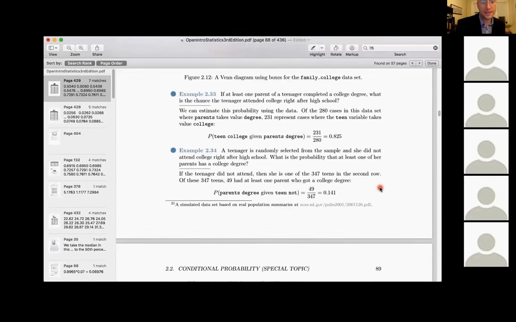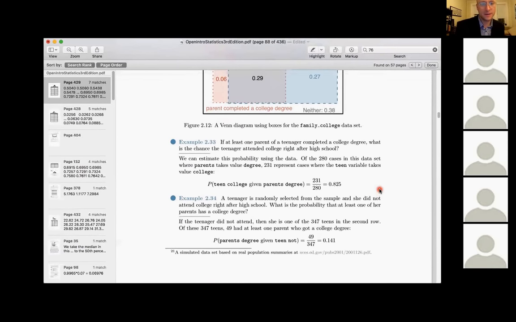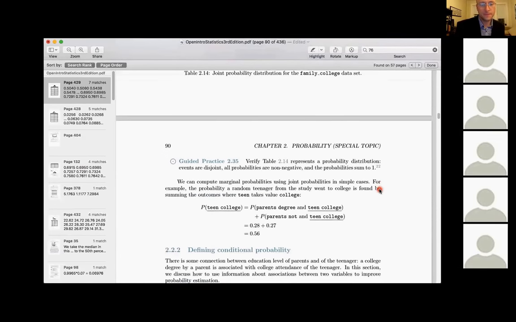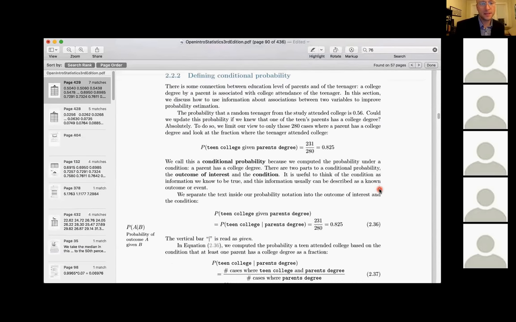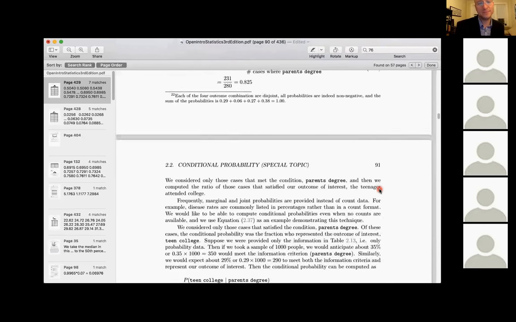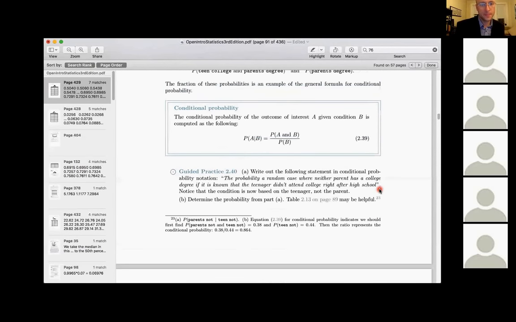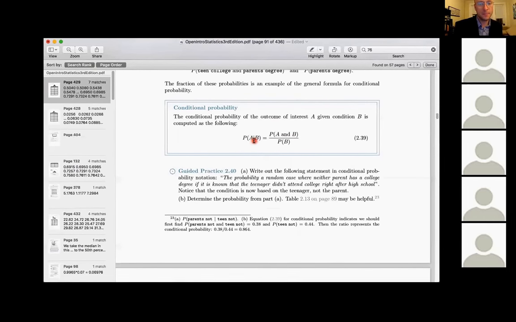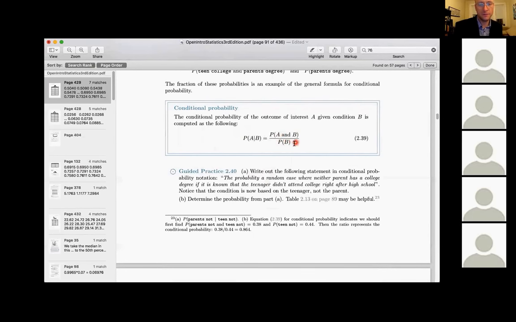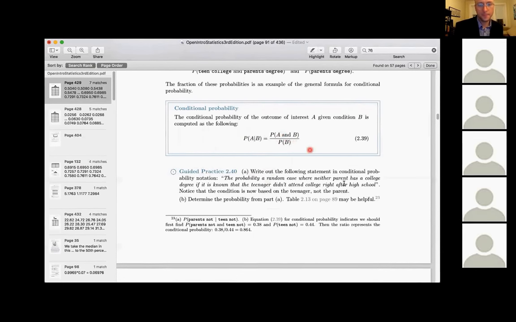So I'm going to take us to this idea of relative risk. Conditional probability is simply the probability of an event given that you know something. So this right here, it's a ratio. The probability of B given A, that's how you read it, is the probability of both divided by the probability of A.